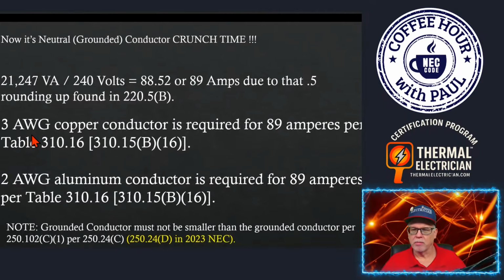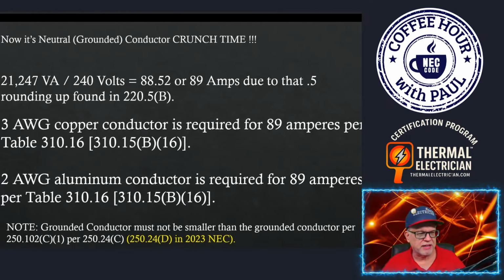Okay, so what do we need to handle 89 amps? Well, we need to have at least a 3 copper, which can handle 89 amps. If we're doing aluminum, it's at least a 2 to handle the 89 amps. Now, remember what I said earlier? In this scenario, we didn't have to worry about it because we didn't go more than 2 sizes smaller than the ungrounded conductor. So if we had, let's say, a 150 amp service, okay?